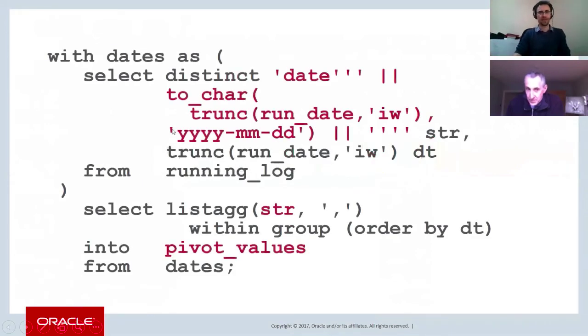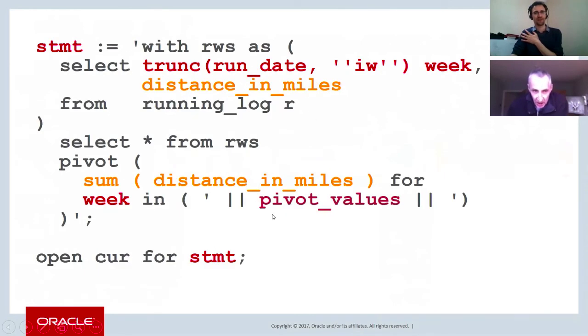So first up, we have a query. We're querying the running log, finding all the distinct weeks, and using LISTAGG, a fantastic function, to convert rows into a comma separated string, and pivoting the results and storing that in a variable. And then we can stick that in some dynamic SQL, a little bit like this. So we can do that, and then we can open the cursor and we've got the results.